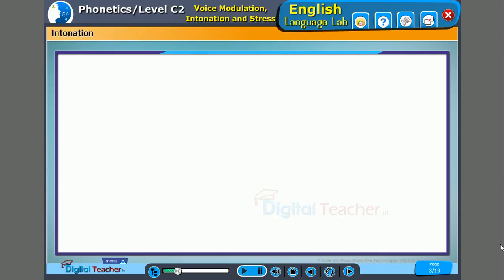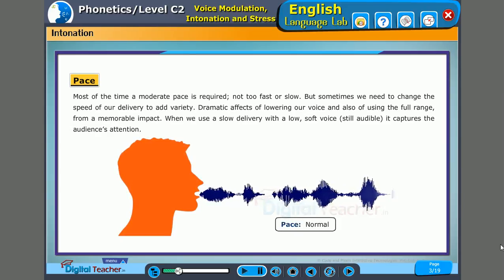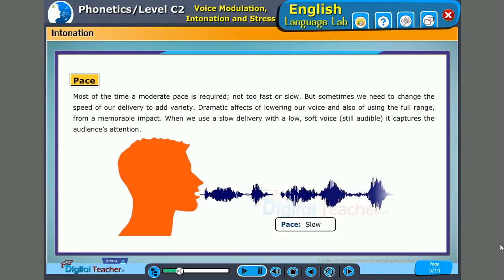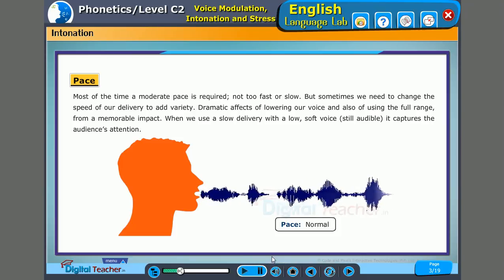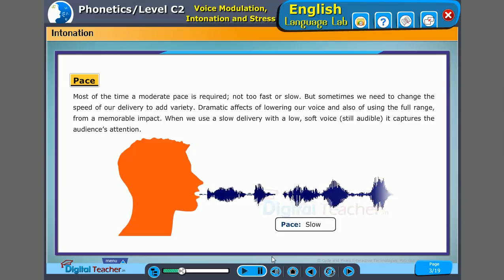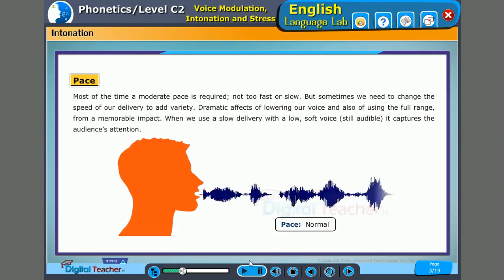The second is pace. Most of the time, a moderate pace is required, not too fast or slow. But sometimes we need to change the speed of our delivery to add variety. Dramatic effects of lowering our voice and also of using the full range form a memorable impact. When we use a slow delivery with a low soft voice, still audible, it captures the audience's attention.